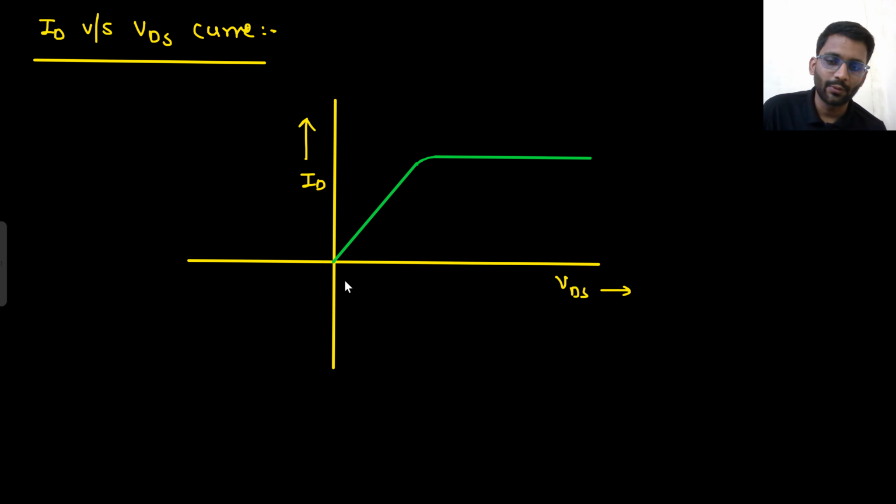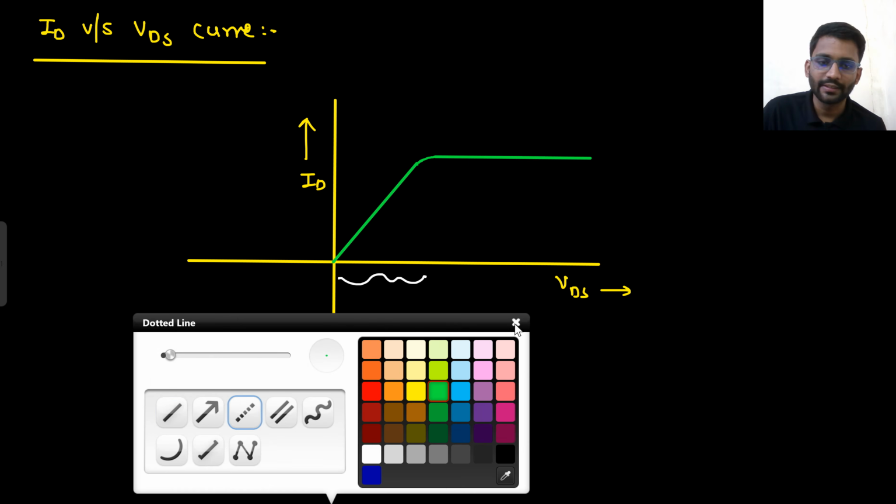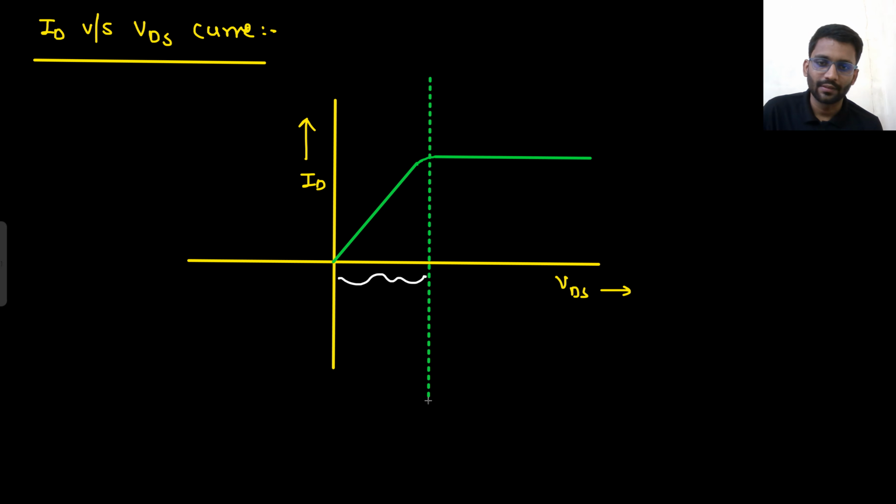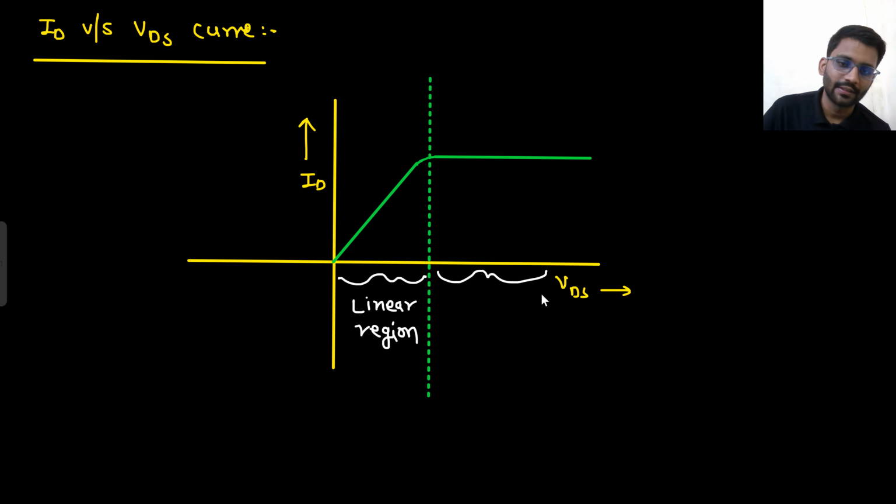So yeah, I forgot to tell one thing. Here it is saturating now. So this region is known as linear region, because here the current is increasing linearly, and the further region is known as saturation region. Here the current is saturated.